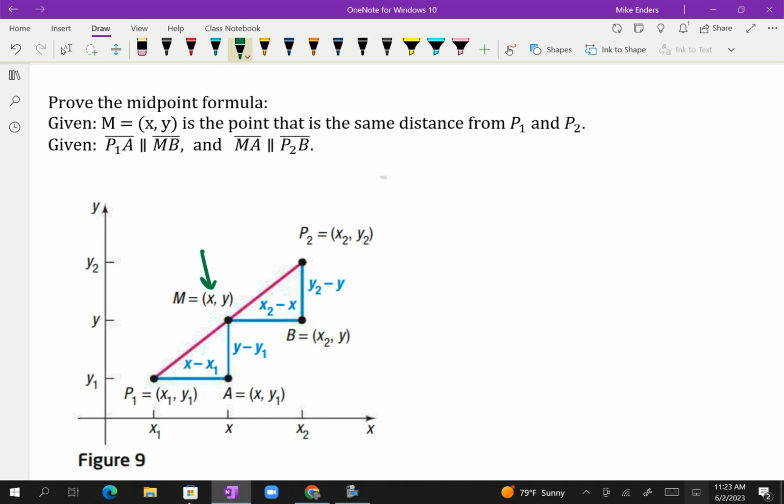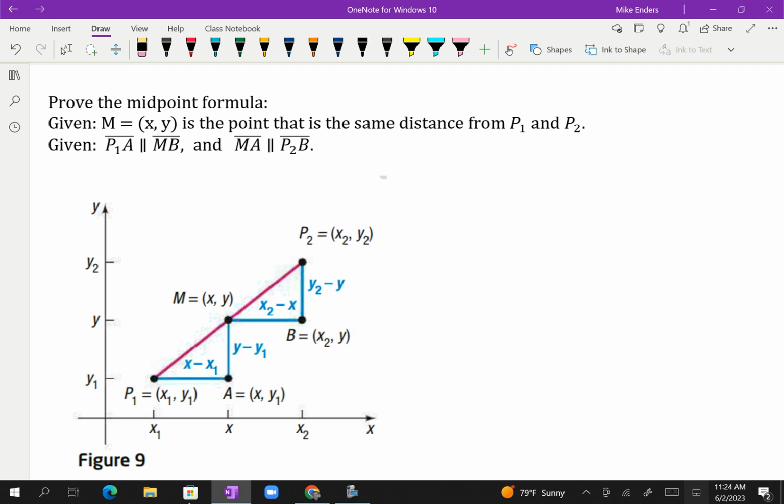So given that M is the midpoint, and it is the same distance from P1 and P2, so same distance from point 1 down here and point 2 up above. That's one thing we're told. And let's also say then that segment from P1 to A, this piece down here on the bottom, is parallel to this piece here, MB. And let's also say then that the vertical pieces are parallel from M to A and P2 to B. So if those are all parallel, let's see what this proof looks like.